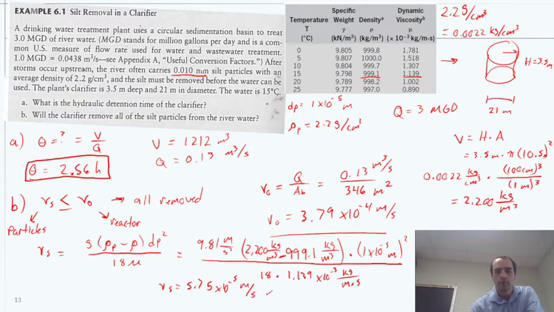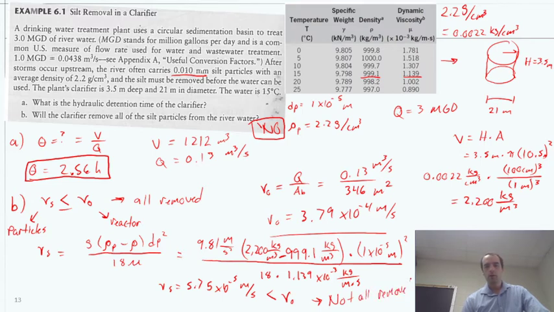And that is definitely smaller than V naught. So that's where our answer came in, and we said no. They are not all removed. Maybe a few of them are removed. Okay. Any questions? Does that make sense, process-wise?